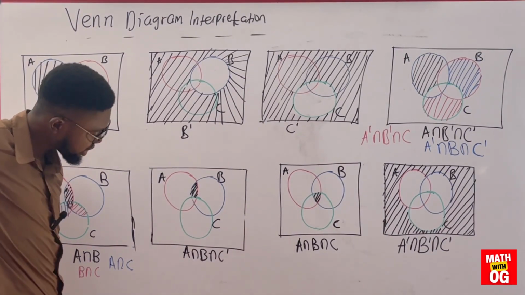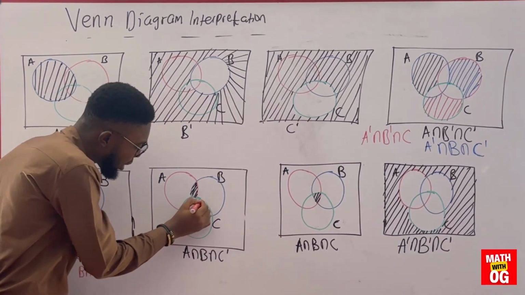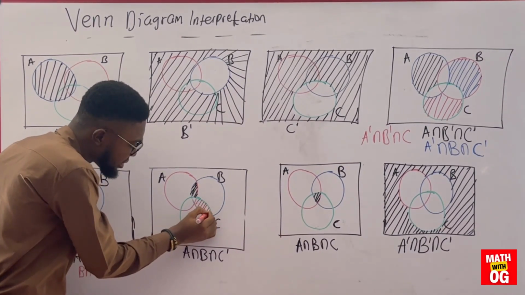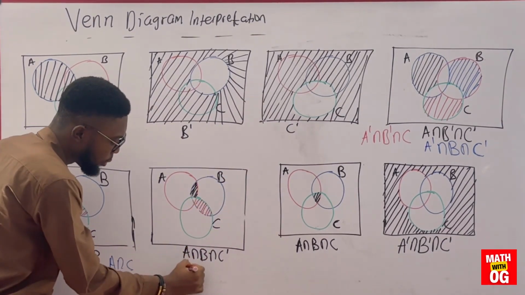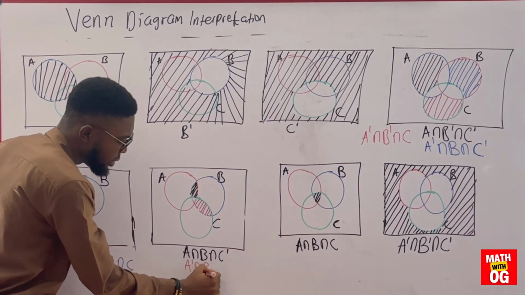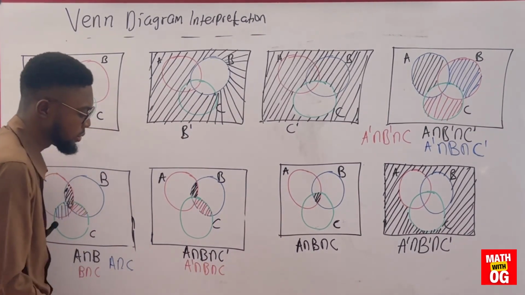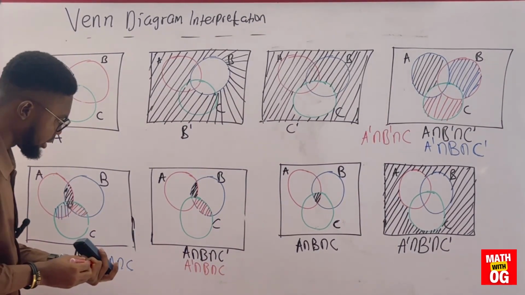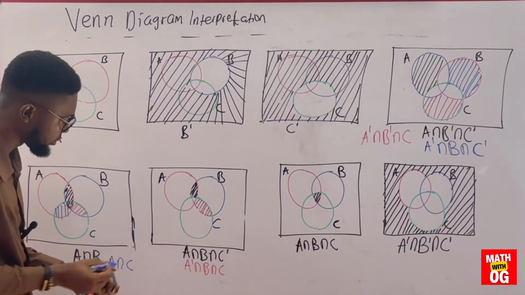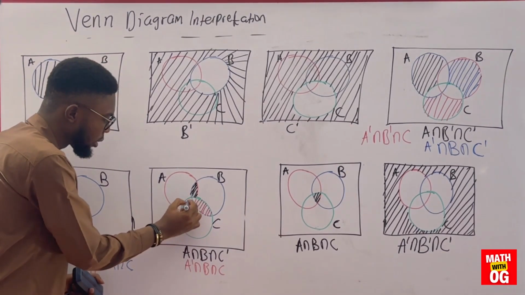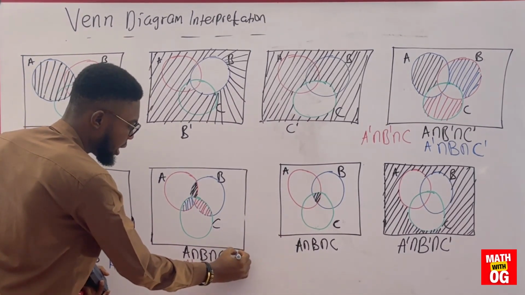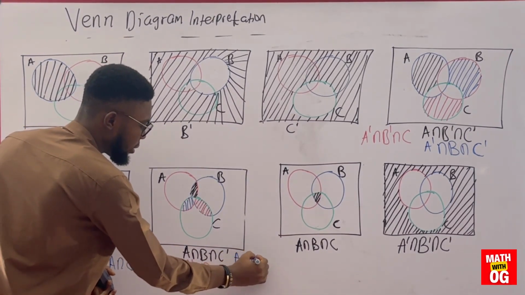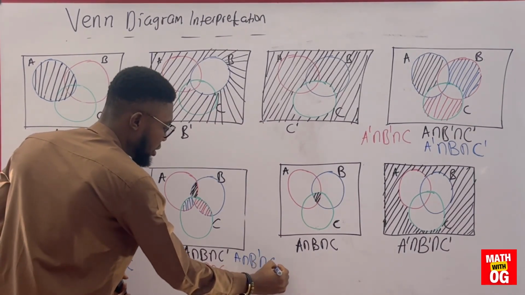So if I'm to shade only this part, I'm not adding what is common to A, B and C. This red part here will be A complement intersection B intersection C. Lastly, if I'm to shade this part, this will be A intersection B complement intersection C.